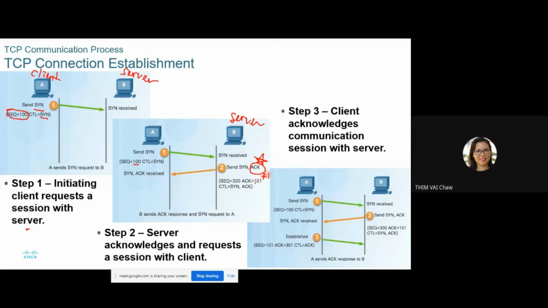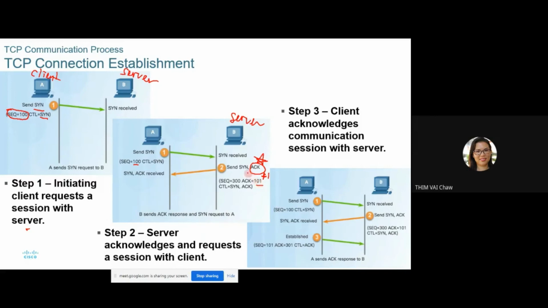100 plus 1 becomes 101. Why? Because this is expected. I expected your next sequence number to be 101. This does not mean that you give me sequence 100 and I acknowledge 100. The sequence number is 100, then I do the acknowledgement as 100 plus 1, because I expected your next sequence number to be 101.